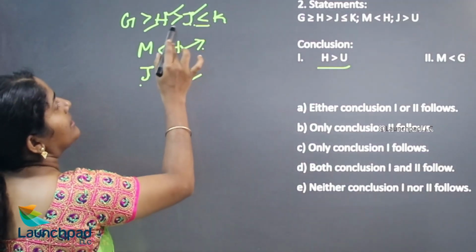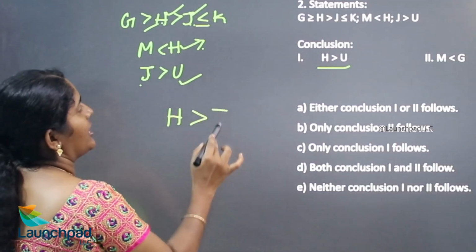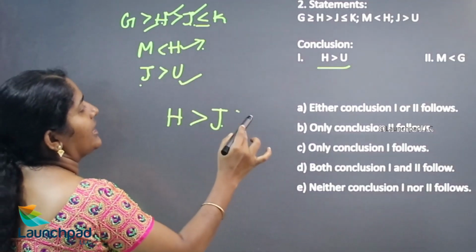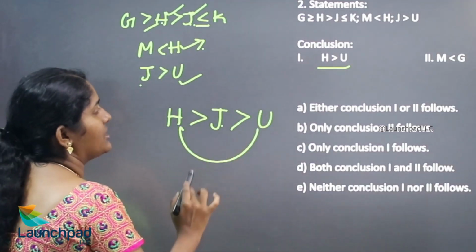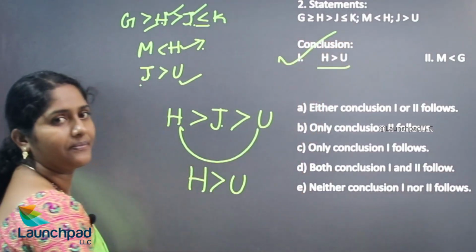By means of connecting J, we can compare for the first conclusion. Here H is greater than J, and J is greater than U. Hence H is greater than U. So the first one is right.